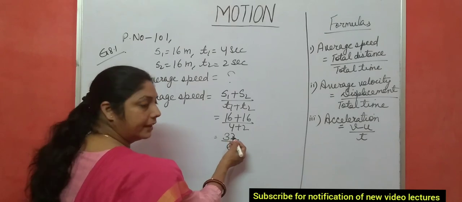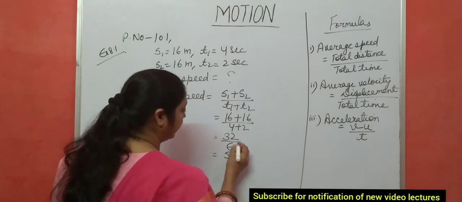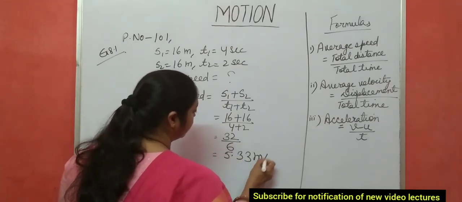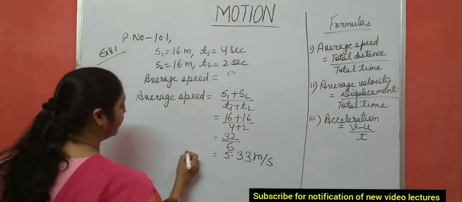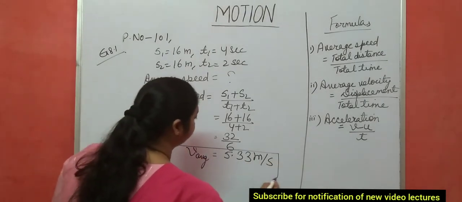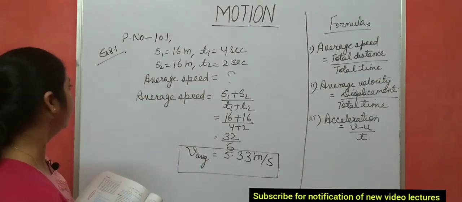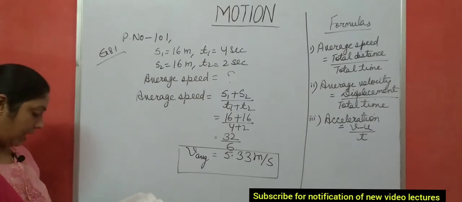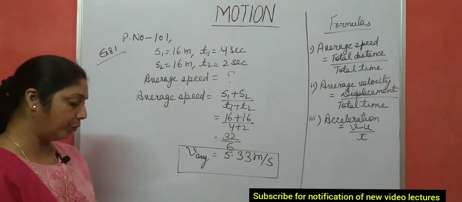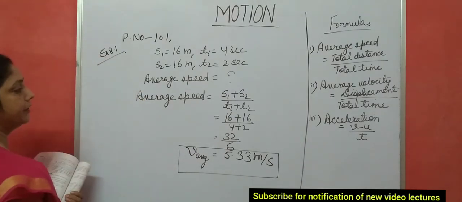Now then you divide 32 by 6. This becomes 6 5s are 30, then 20, 6 3s are 18, 5.3, again 3 meter per second. This is the value for average speed, right? V average. Okay. In this way you solve this question. Okay. Note down. Then after this I am going to solve example number 8.2, page number 102, right?